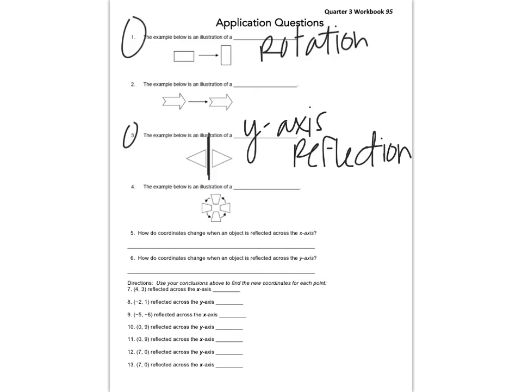Number 5, how the coordinates change when an object is reflected across x. The y values change signs.